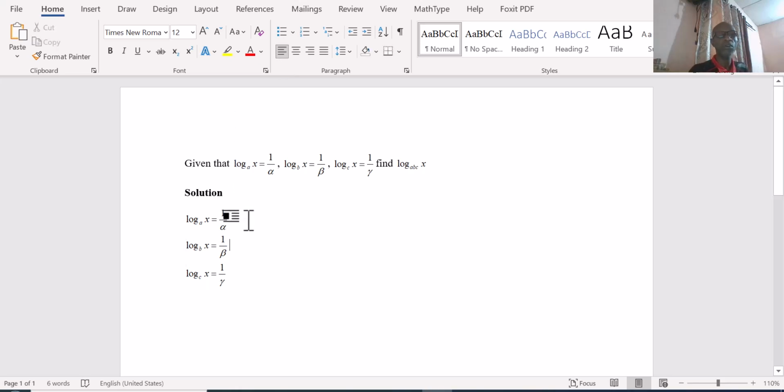It's a logarithm problem, and it says that given that log x to base a is equal to 1 over alpha, log x to base b is equal to 1 over beta, and log x to base c is equal to 1 over gamma. Find the log of x to base abc. So let's see how to go about solving this type of question. Let's see how we start.